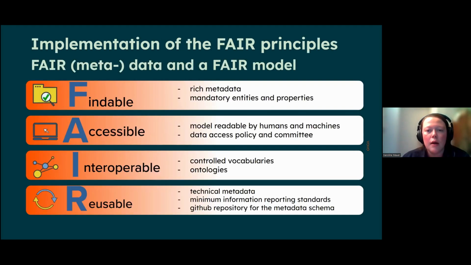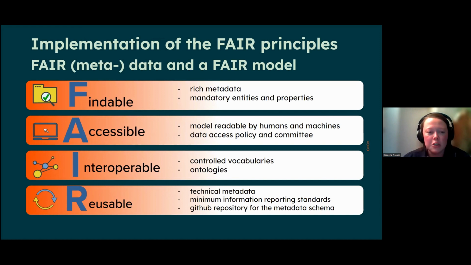So you have heard about the FAIR principles, the latest 20 minutes ago in Anandi's talk, and I also want to quickly show you how we implement the FAIR principles, not only for the data that is submitted to us, but also for our metadata model.